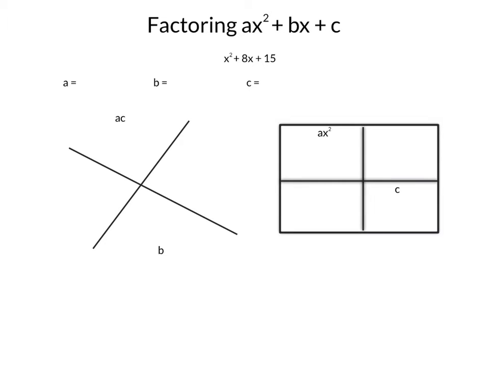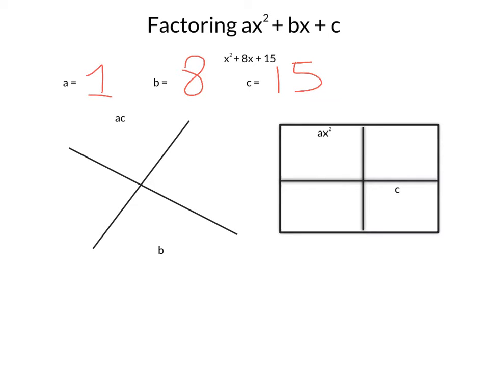So in our example, there's no number written in front of the x squared, so it's automatically assumed to be a 1. Therefore, the value of a is 1. B is our coefficient in front of the x, and in this case, 8 appears in front of our x. And c, our constant term, is 15.